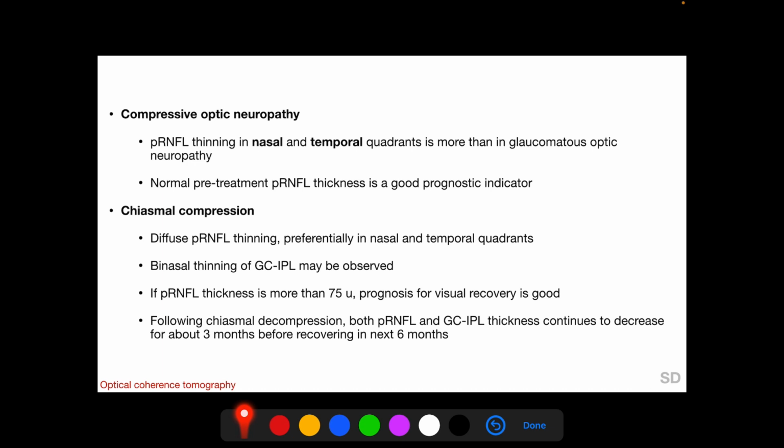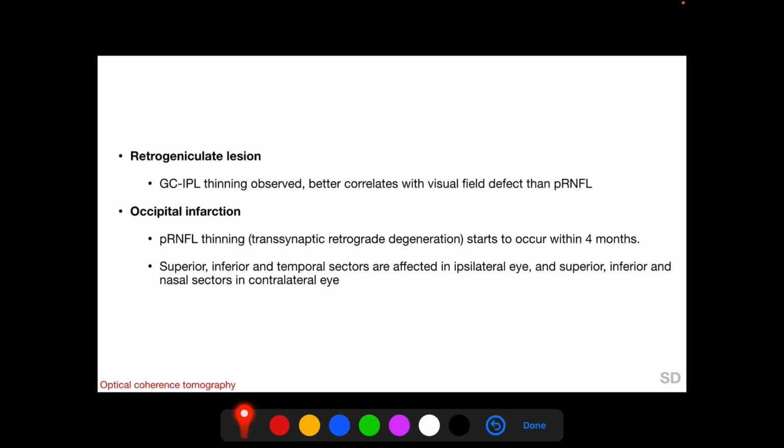Coming to chiasmal compression, diffuse PRNFL thickening preferentially in nasal and temporal quadrants here also, and binasal thinning of GCIPL has been observed in chiasmal compression. If PRNFL thickness is more than 75 microns, prognosis for visual recovery has been found to be good. Following chiasmal decompression, both PRNFL and GCIPL thickness continues to decrease for another about 3 months before recovering in the next 6 months.